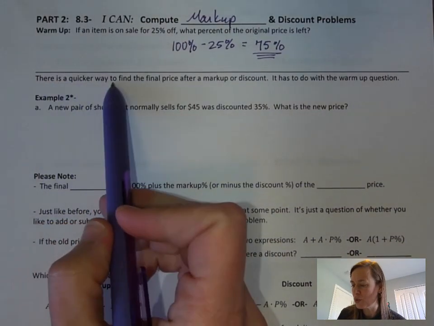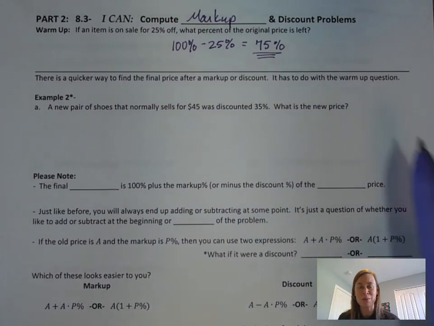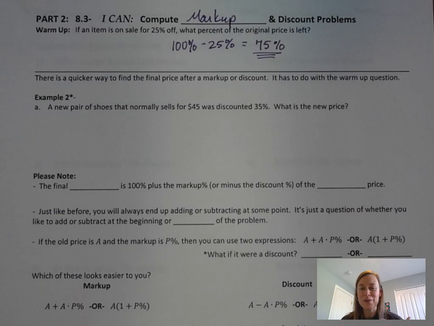First, let's read. There's a quicker way to find the final price after a markup or a discount. It has to do with the warm-up question. We're going to use this in our example number 2. Now, this is kind of a different way to solve the same exact kind of problems that you were solving on the previous assignment yesterday. And if you'd rather continue solving those the same way, that's completely fine. But I'm here to offer you a different way to do it if you would like to use that.